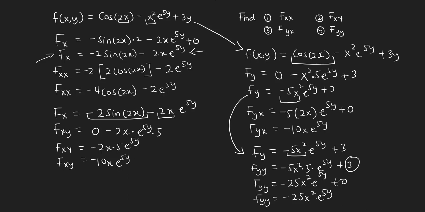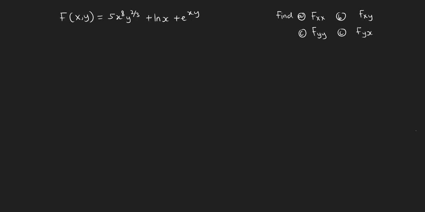Let's take another example. So I have this function here, f of xy equals 5x to the power 8 multiplying y to the power 213 plus ln of x plus e to the power xy. So you have to find fxx and then fxy and also fyy, and then for the d, that should be fyx.